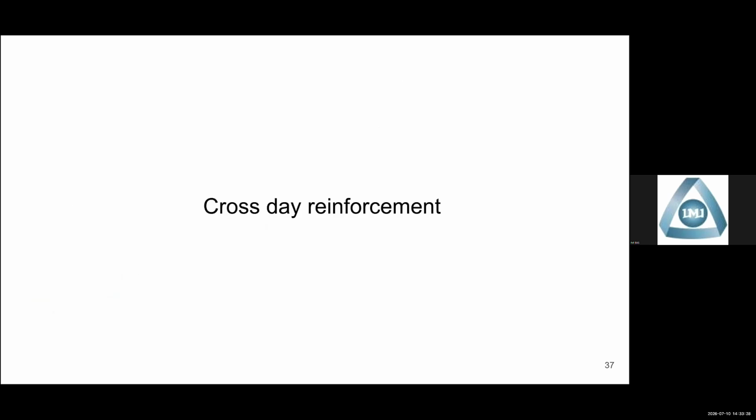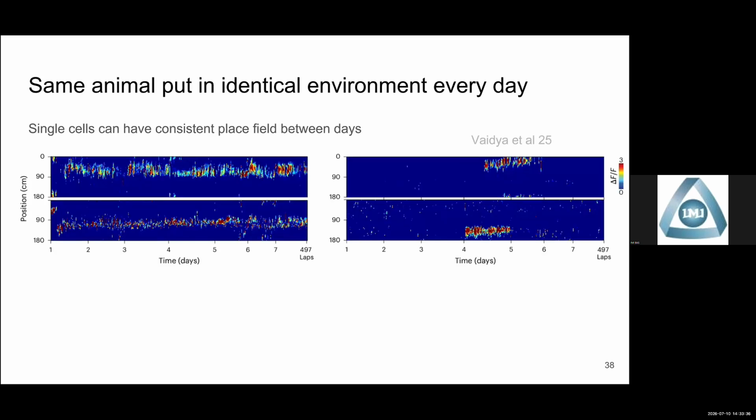Okay. So to come to my final point here, this is cross-day reinforcement, because this is the last effect I'm going to talk about. Single cells can have consistent place fields between days. This is a bit contradictory, right? Previously I told you it decorrelates heavily. If you are for a long time in the same environment, your place map decorrelates. And now I'm telling you something about the same place field between days.